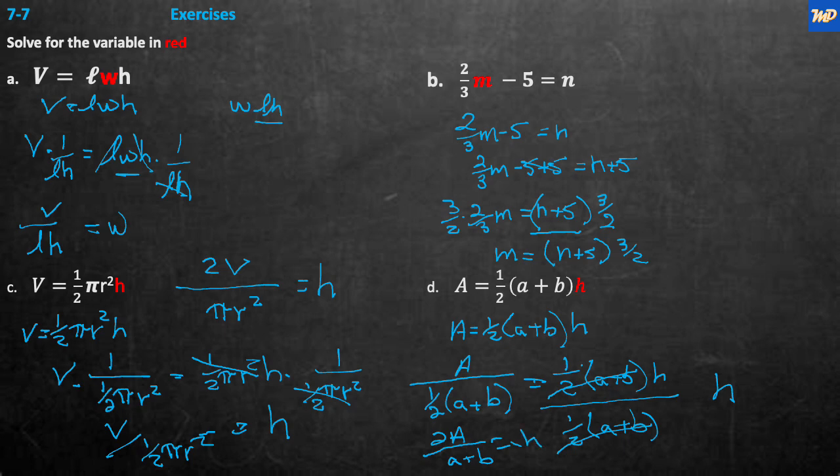Let me write it up here nice and make it clear. It could be 2A over A plus B is equal to H. That could be our answer for that one.